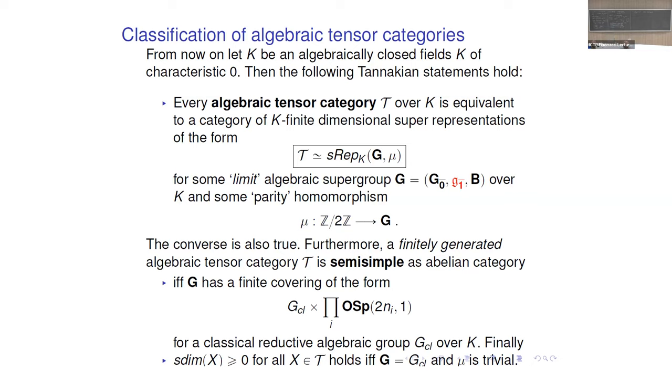Because of this classification theory, these are representations in superspaces, so it makes sense what the superdimension of the representation is. So you can do it a priori, but a posteriori by this theorem, you know what the superdimension is. If the superdimensions of all objects are greater than zero, this is an old theorem of Saavedra, but corrected by Deligne, that in this case, it's just if the group is classically reductive and mu is trivial. So this is our Tannakian statement.